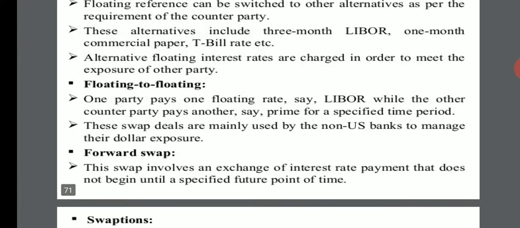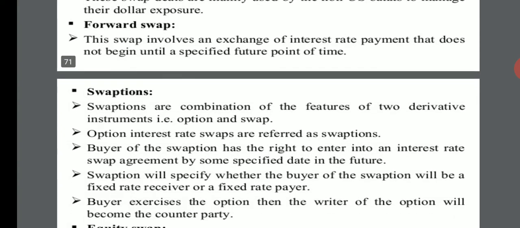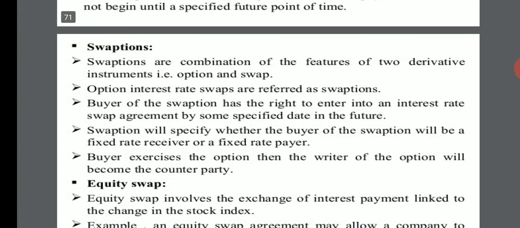Floating to floating. One party pays one floating rate, say LIBOR, while the other counterparty pays another, say prime, for a specified time period. These swap deals are mainly used by the non-US banks to manage their dollar exposure. Forward swaps. This swap involves an exchange of interest rate payment that does not begin until a specified future point of time.